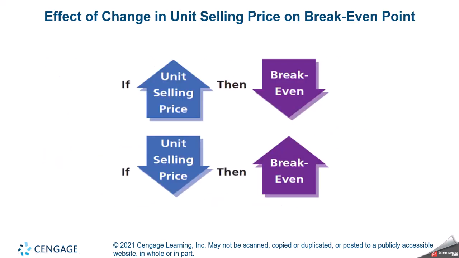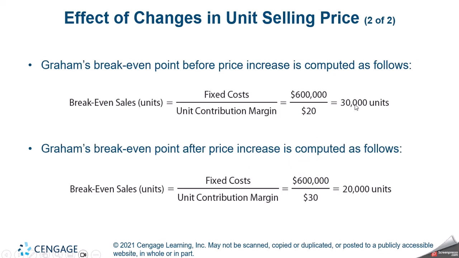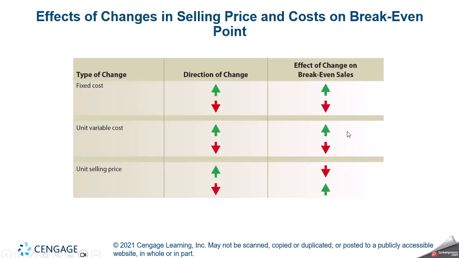Then we could also change our selling price. So if our selling price goes up, our break-even point goes down. If our selling price goes down, our break-even point goes up. So if we are thinking, okay, we're going to increase our selling price by $10, and if our variable costs stay the same, now we're making $30 a unit. So then we maybe used to have to sell 30,000 units. If we bump the price up, we only have to sell 20,000 units to cover our costs.